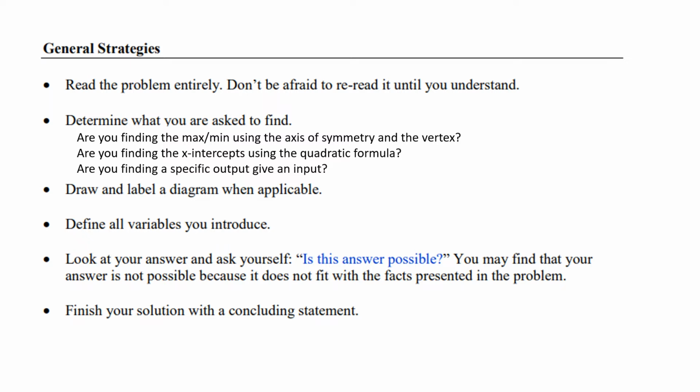So some general strategies we're going to look at is make sure you read the problem entirely and reread it until you understand it. The big thing is determine what you're asked to find. Are you finding the max and minimum using the axis of symmetry and the vertex? Are you finding the x-intercepts using the quadratic formula? Are you finding a specific output given an input? Draw and label a diagram when applicable. I do think that's a very helpful thing to do.